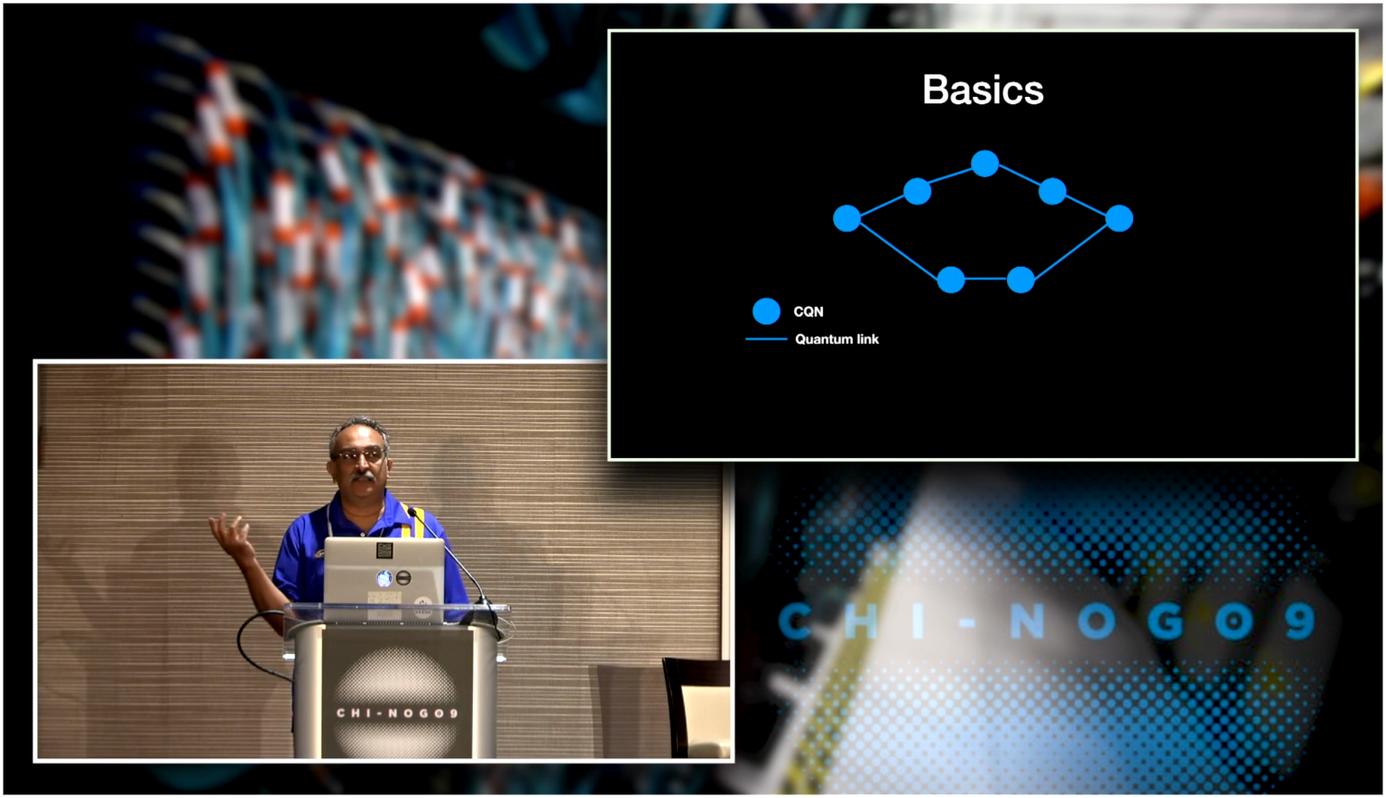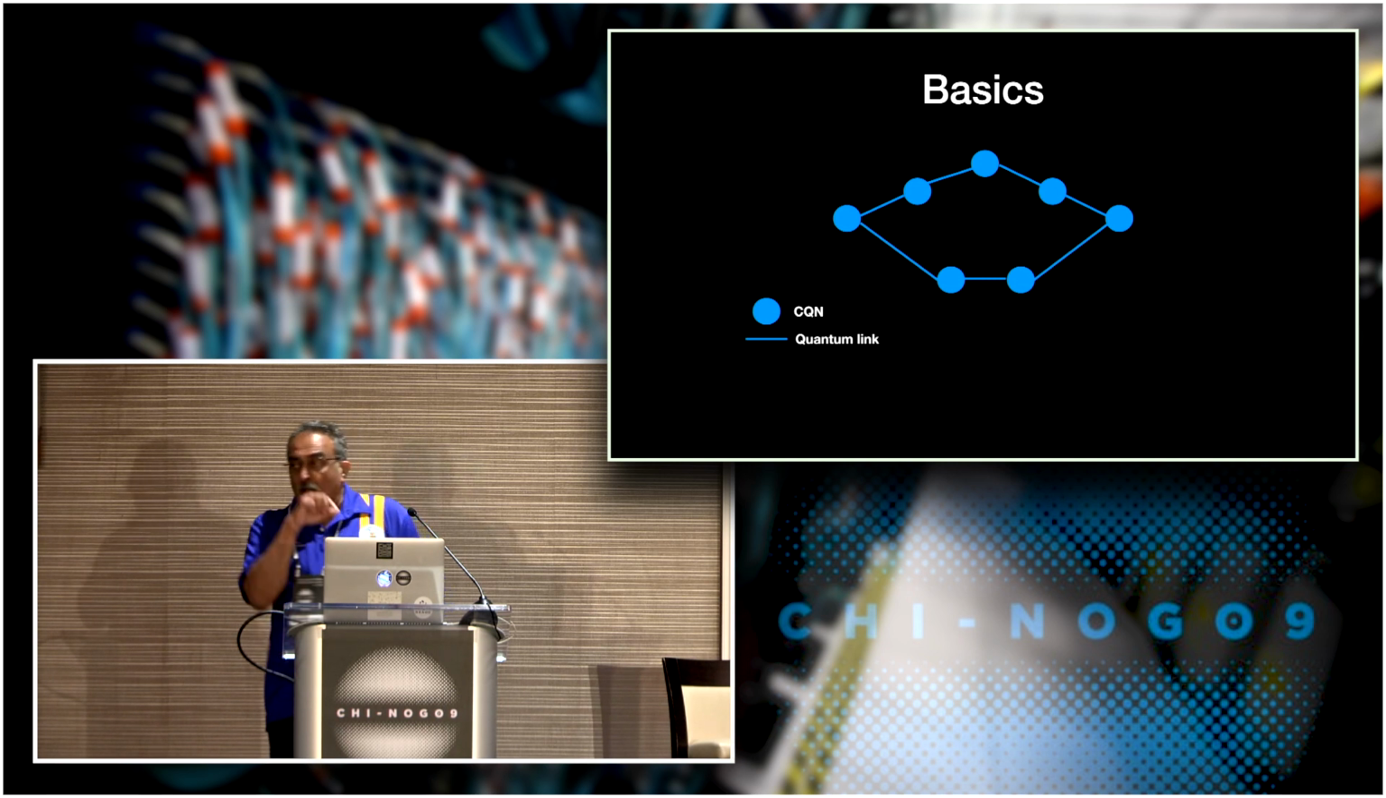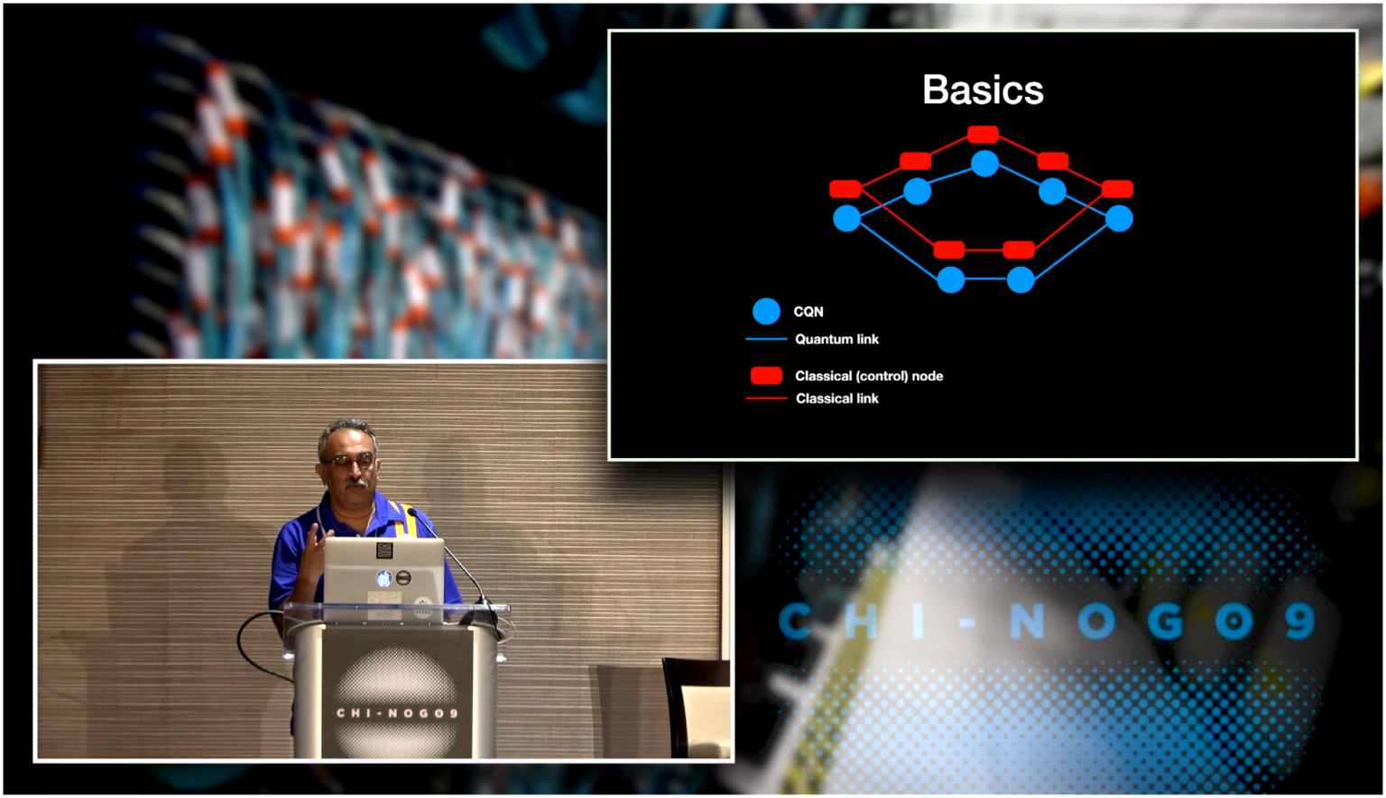So here's the basics. Here's your network. You can call this a quantum network. And you have these quantum nodes, but associated with each of these quantum nodes, you have a classical control node, which could be just a server or could be a router. And the control node controls this quantum node.